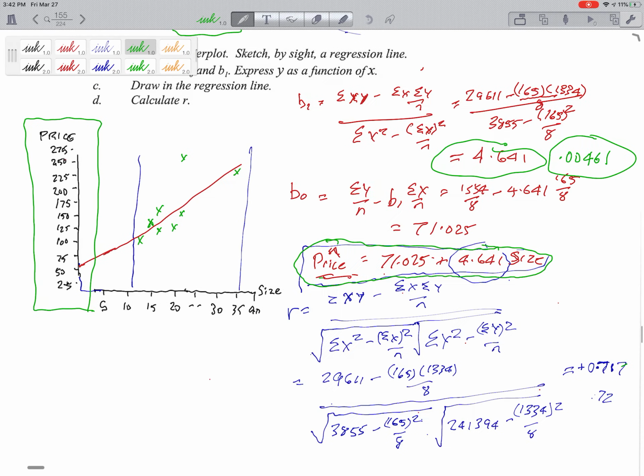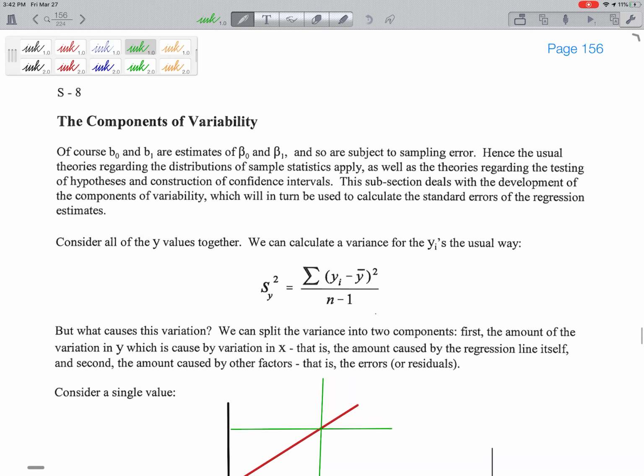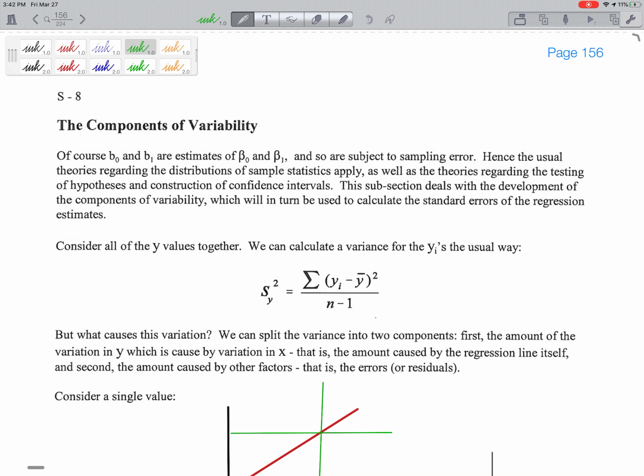So we're going to go through some steps here to figure out how you do a hypothesis test. And so on page S8, we have something called the Components of Variability. And I want you to think of this as being the same as ANOVA, because it actually is. Remember in ANOVA, we had an interval variable.